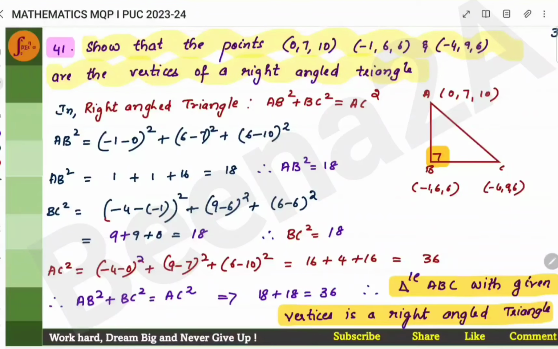Now in a right angle triangle, we have the Pythagoras theorem. That is, the square of the longest side, this is the longest side or the hypotenuse, is the sum of squares of these two sides. So AC square is equal to AB square plus BC square. Now, how do we find AB? Use the distance formula, right? We'll use these coordinates that are given, and subtract the corresponding coordinates.